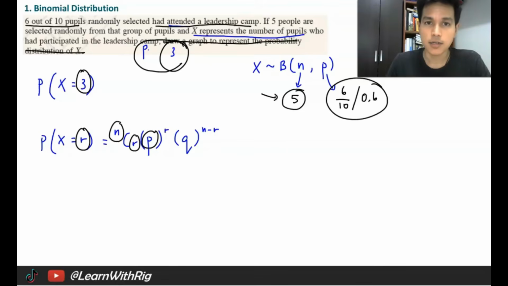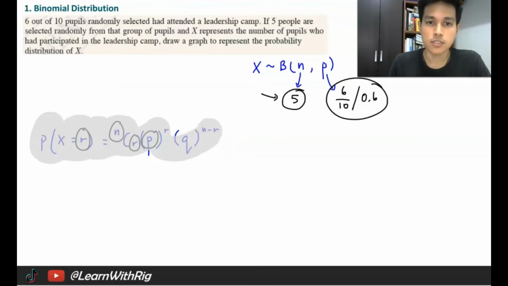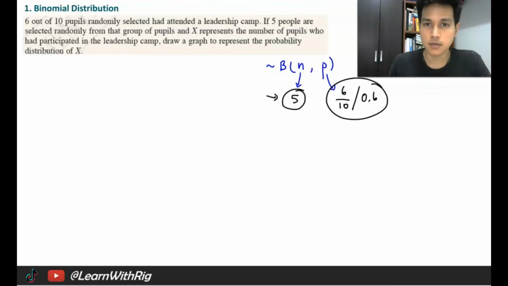What they're asking you to draw the graph, correct? So what does drawing the graph mean? Drawing the graph here means that you want to consider all possibilities. All possibilities. So that means out of the 5 people that are part of this trial, right?